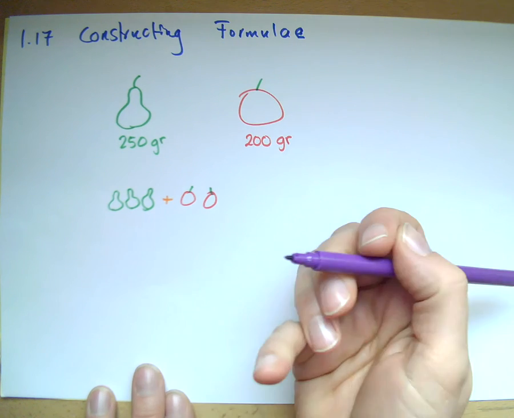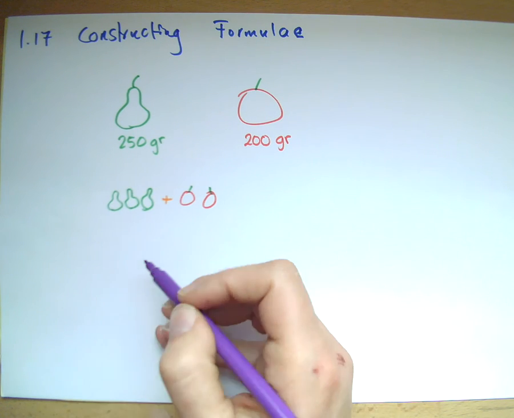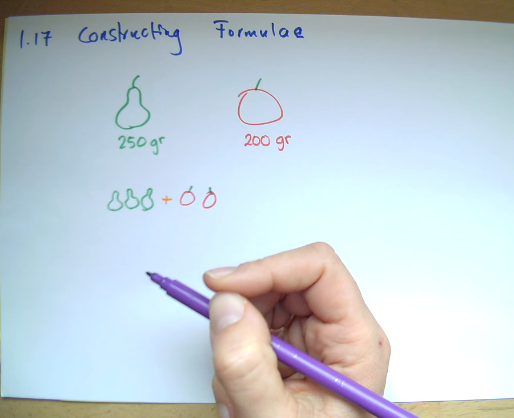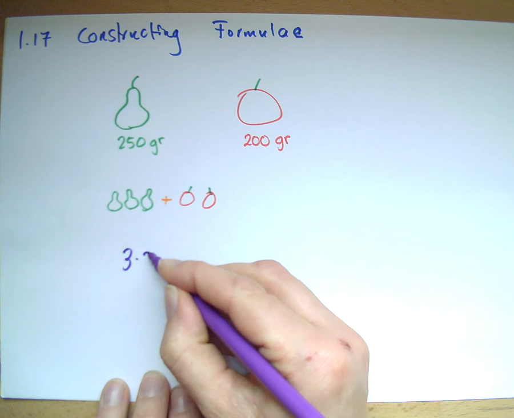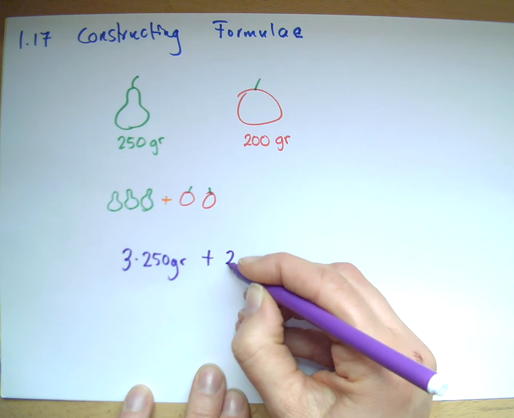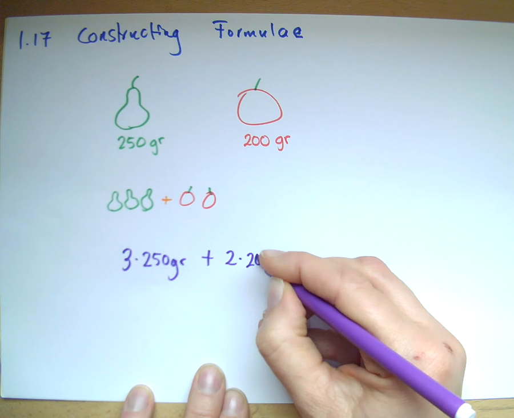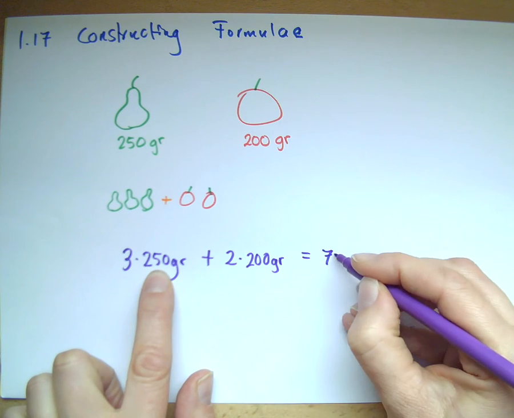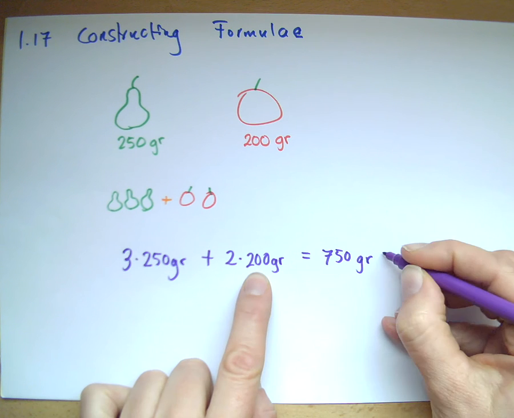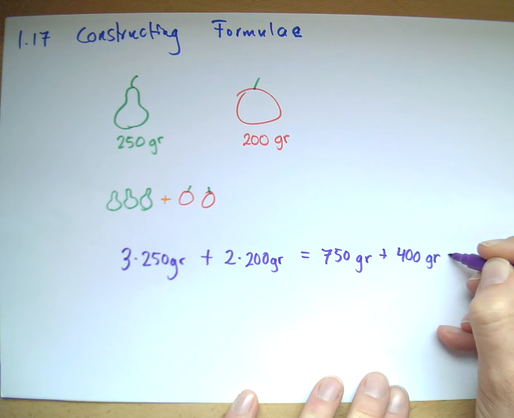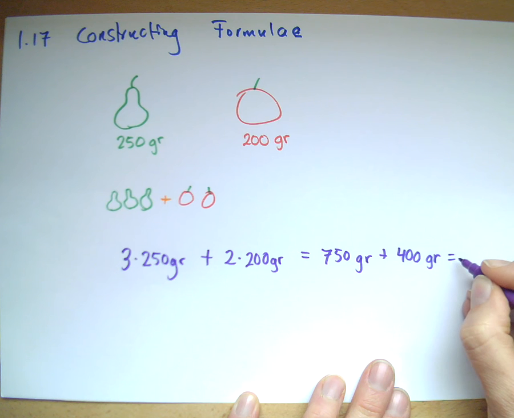Well, yeah, okay, so this may be a bit too simple. It is too simple. This would be 3 times the weight of 1 pear, 250 grams, plus 2 times the weight of 1 apple. That would be 3 times 250 grams, which is 750 grams. This would be 2 times 200, which is 400 grams. So 750 plus 400 is 1150 grams.